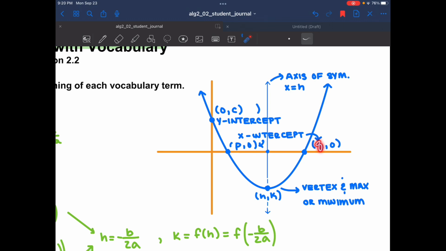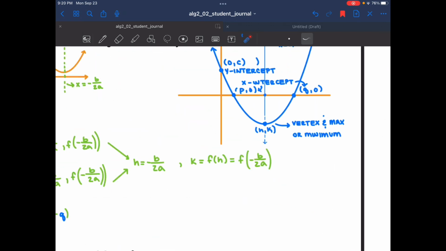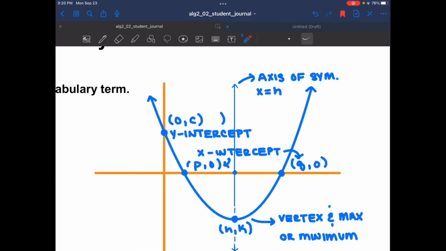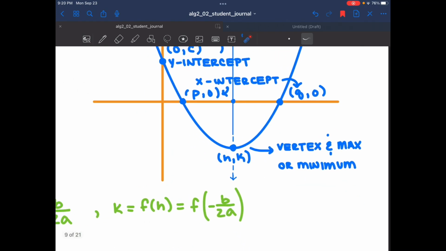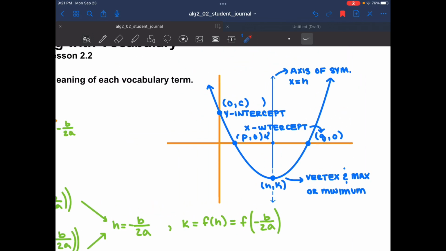We're also going to talk about p and q, or some like to call it p and r, depending on where you're at. But those are our x-intercepts, okay? The vertex also describes if it has a maximum or a minimum, right? So a maximum point would be if it was frowning, frowny face, and a minimum is where it's smiling.